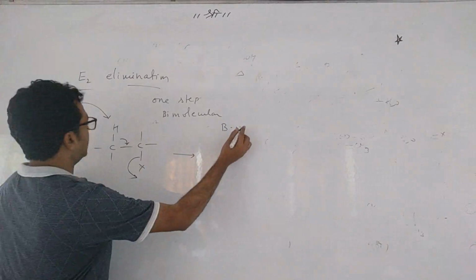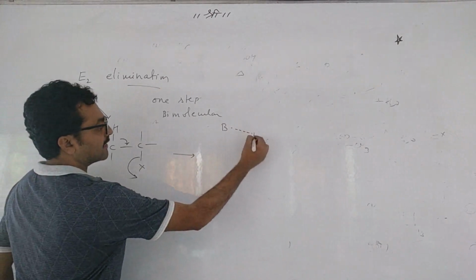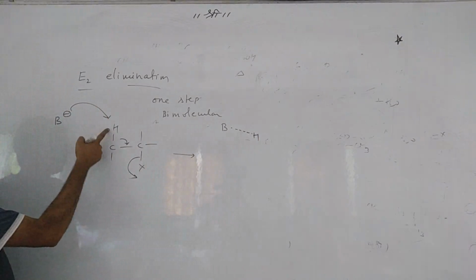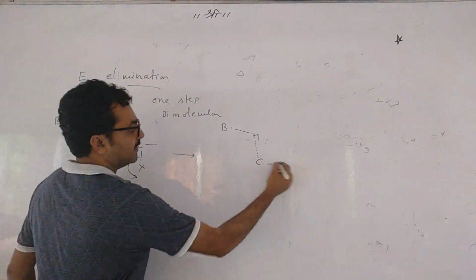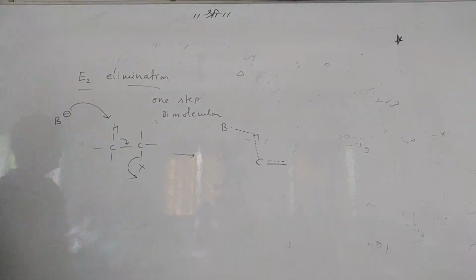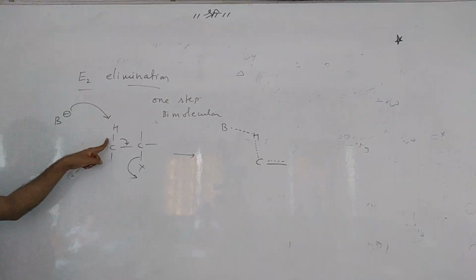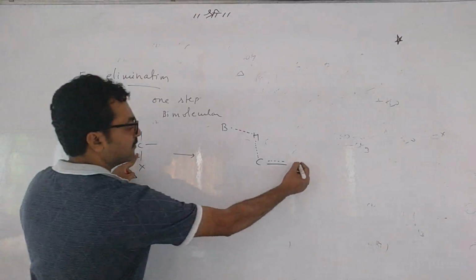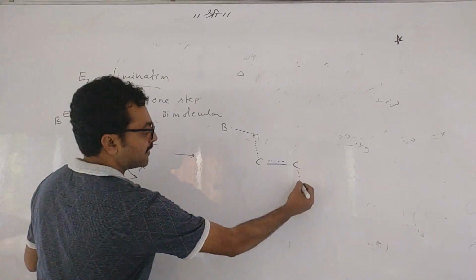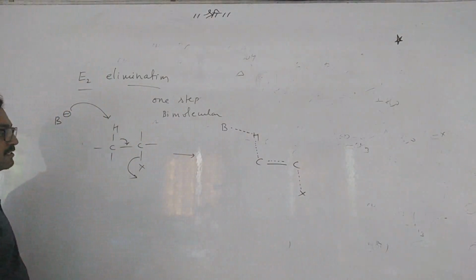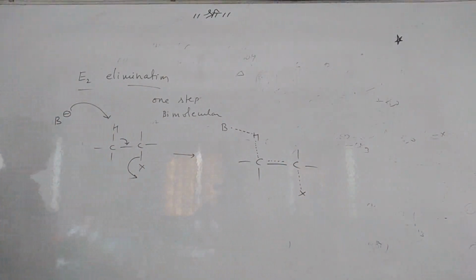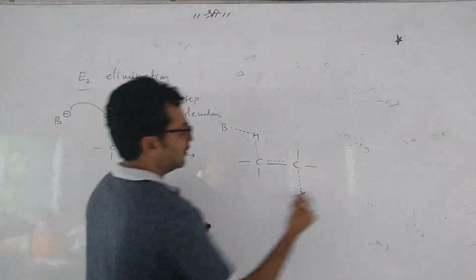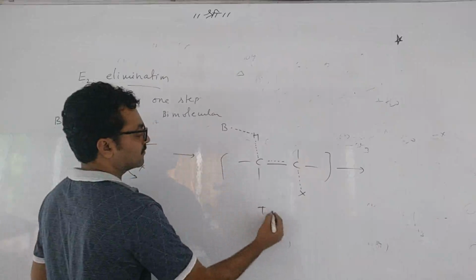In that transition state, the base and hydrogen will get a dotted bond, because it is newly forming, and this is eliminating, and again there is one more new forming bond. See how I am writing the dotted structure. This is a forming bond, this is a leaving bond, and again a new bond is formed here and a bond is eliminating here. This is called the transition state, TS.